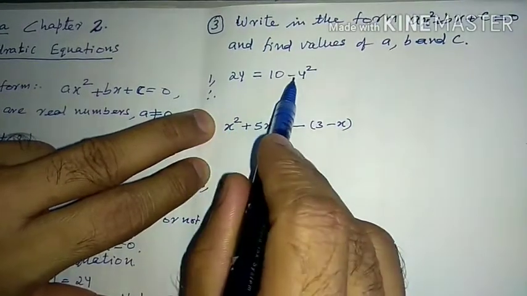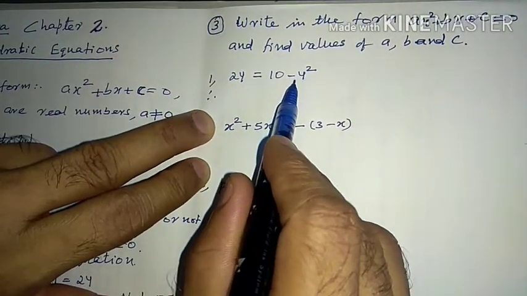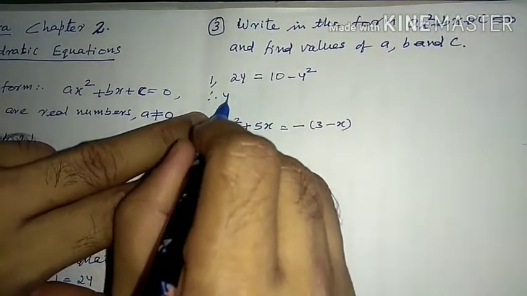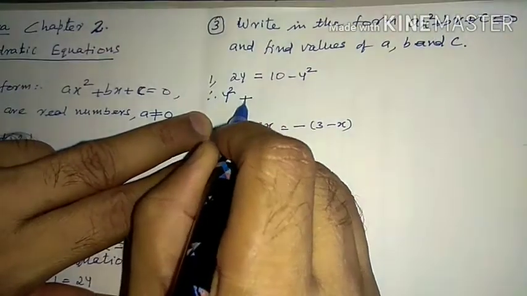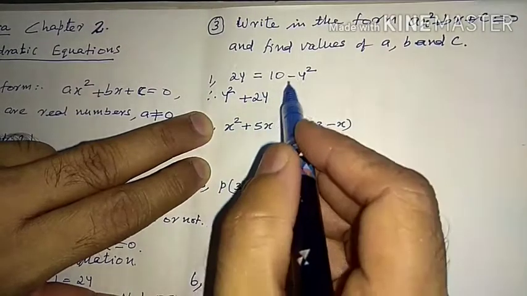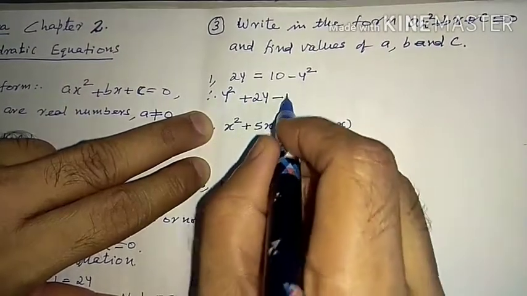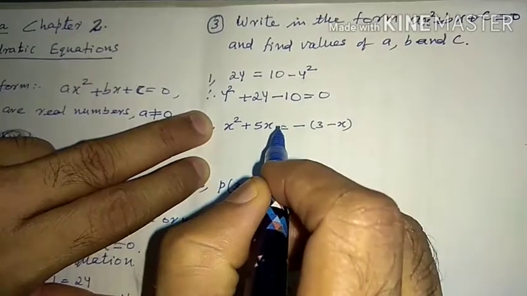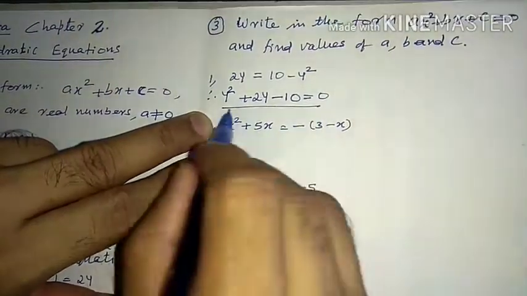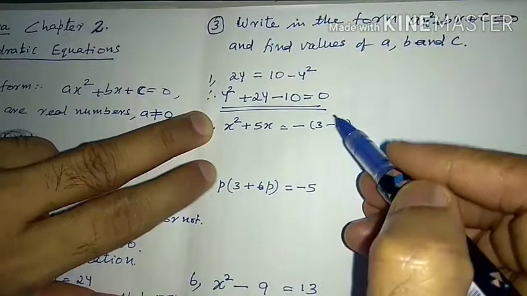See, on the right hand side it is a power 2 quantity. Minus, we take to the left hand side, minus becomes plus y square. Here already we have 2y, plus 10 taken to this side, minus 10 equal to 0. It is in the standard form, the general form.